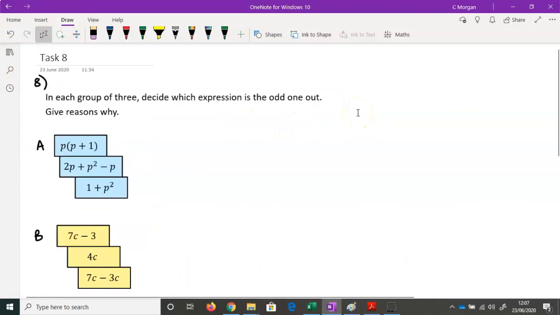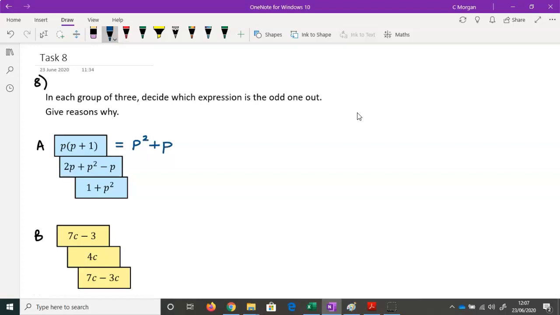For task 8, in each group of 3, decide which expression is the odd one out and give your reasons why. I'm going to let you have a bit of time to find out your answer. Please press pause.